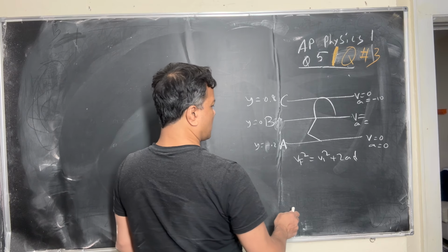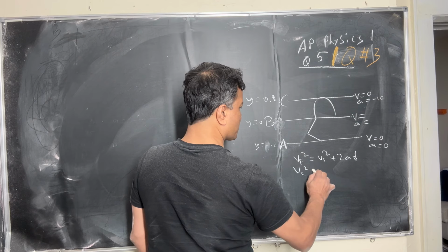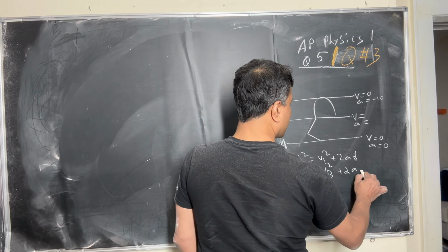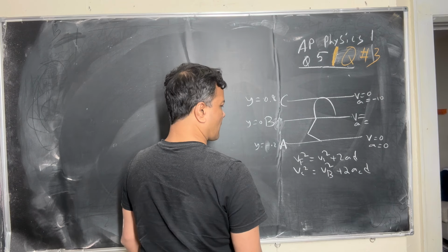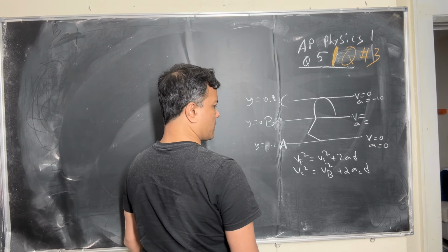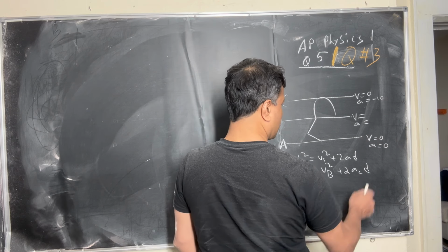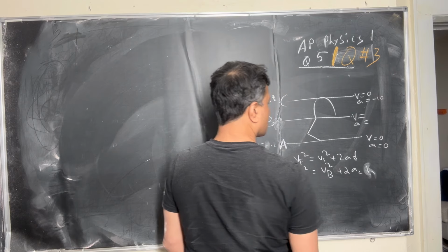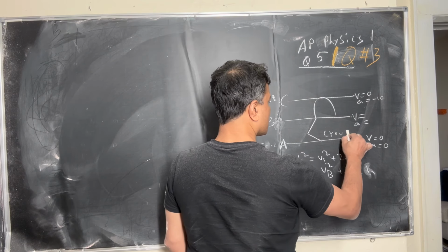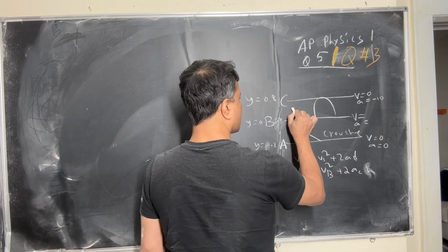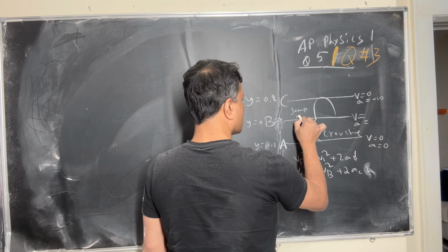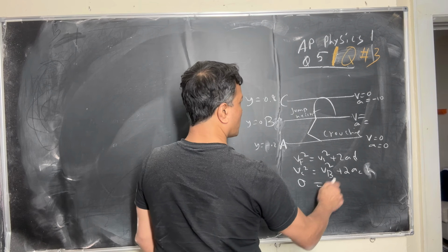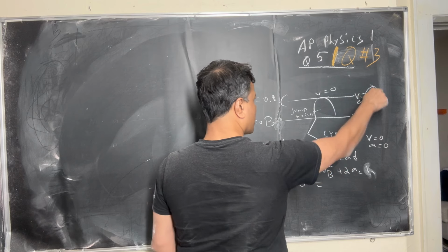Okay, so then the information at location C, Vc square is equal to Vb square plus 2 a d, and that would be our jump height. We're going to call jump height H. This is crouching, and this is jump height. Okay, all right, so Vc is 0. Why? Velocity is 0 over here. I wrote it over here.